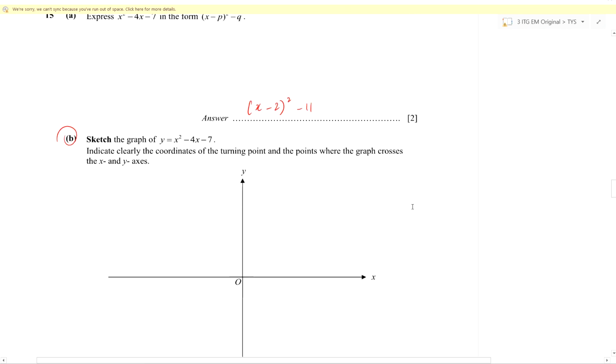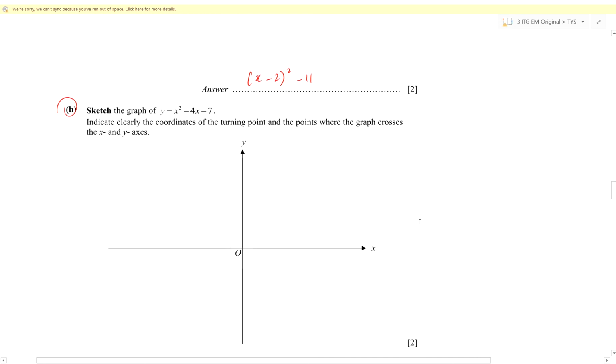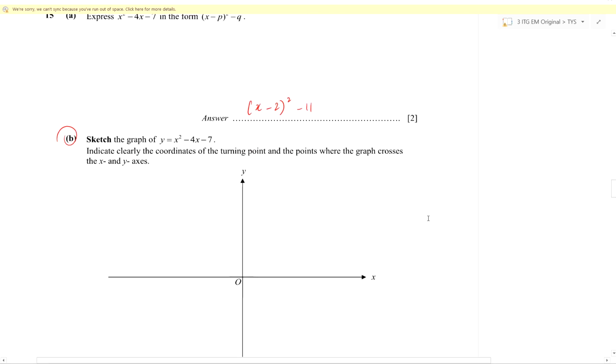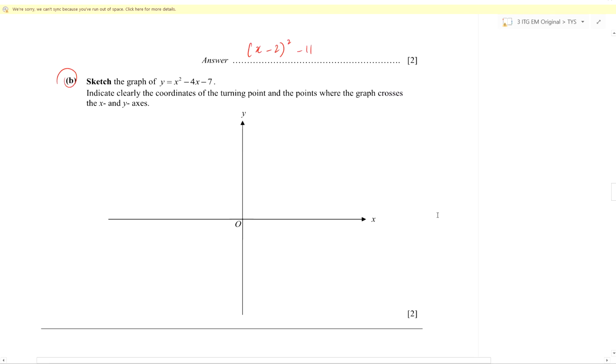Next, part 15, part B. Sketch the quadratic graph. Also horribly done. You can complete the square, but you don't know how to sketch the graph. This is the same, they just put a y in front. From your completed square form, you are able to tell the turning point. Okay, all look up. I don't want to repeat anymore. We can get the turning point from the completed square form. In this case, y equals x squared minus 4x minus 7.